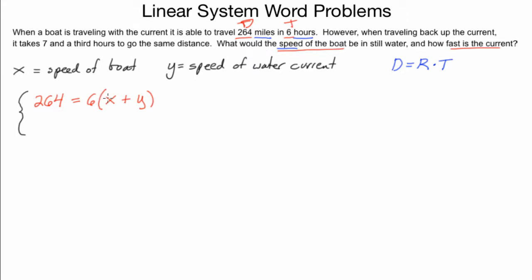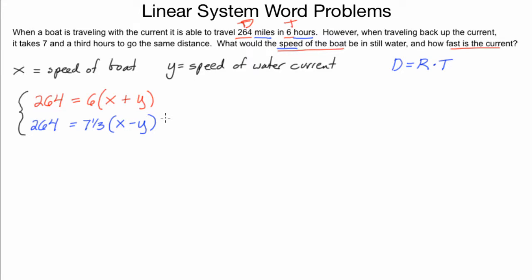Now going back against the current, things are a little bit different, right? I'm still going the same distance. I'm told that in the problem. But it takes me a little bit longer. It takes me 7 1/3 hours because now I have the boat speed, but it's fighting against the current. The water is slowing it down. So I have to take x minus y to represent my speed as being slowed down going back up the river. All right, there we go. We have two different equations. x and y are the same thing, and we're able to model the situation of the boat going up and down the river.